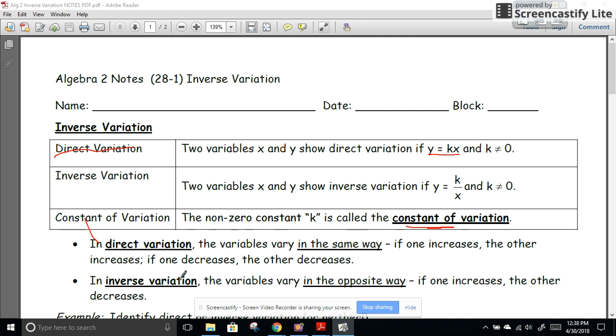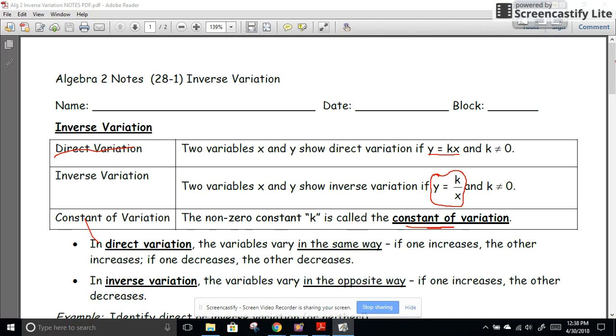For inverse variation, which is what we're studying, you have this relationship right here, which you can see is a rational function because why? We have x, which is a variable, in the denominator. So as x gets bigger, y gets smaller, because if x is getting bigger, what happens to the value of a fraction as the denominator gets bigger? It gets smaller. 1/4 is smaller than 1/2. So the variables vary in the opposite way. If one increases, the other one decreases.